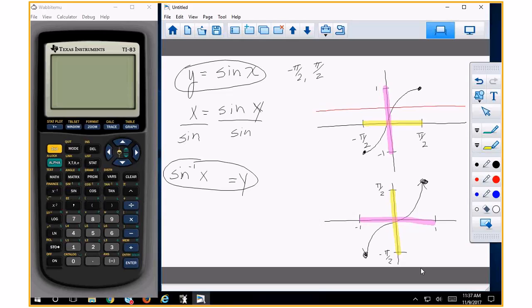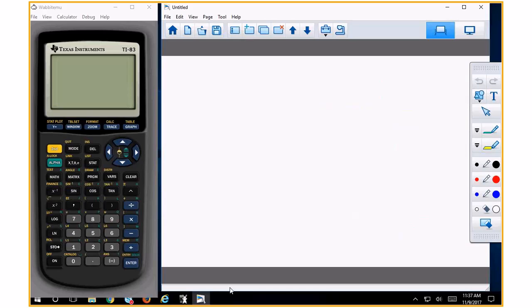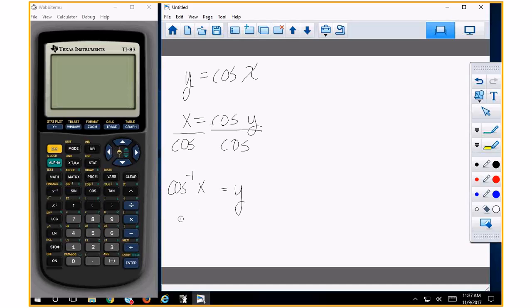Cosine and tangent, same. I'm not going to show you those, but I'll show you the cosine because that might be a test question. I'm not going to really go down a rabbit hole here with a bunch of questions. Y is equal to cosine of X. So X is equal to cosine of Y, divide by the cosine. Y is equal to the inverse cosine of X. Here we go. And the cosine domain is going to be restricted from 0 to pi. So from 0 to pi, and negative 1 to 1.